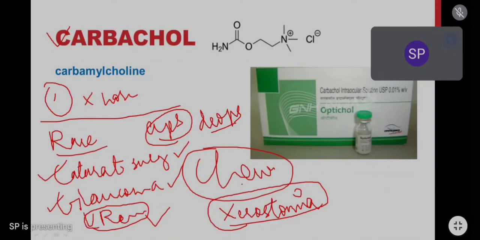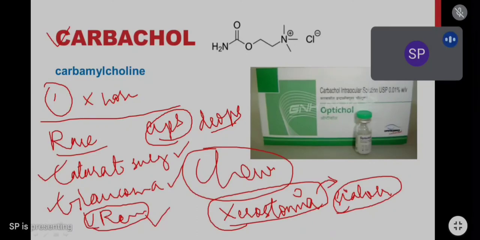Wahan pe chewable tablets use kare to kya hoga? It will act like a sialagogue. It will cause sialorrhea. Sialorrhea means increased salivation. So in that case also it can be used, but clinically, other than that, it is not having any other uses. Okay, and carbachol adverse effects, it may show other unspecific actions. If it is used in the ocular route, it may increase lacrimation.